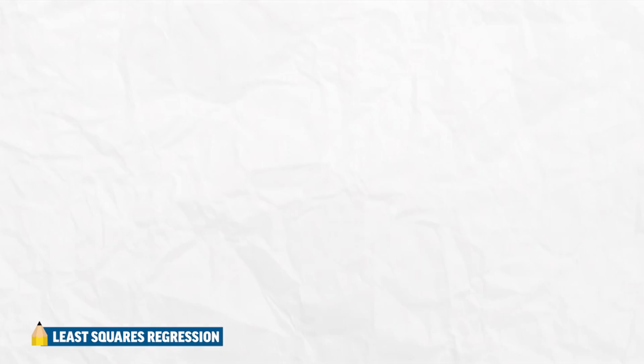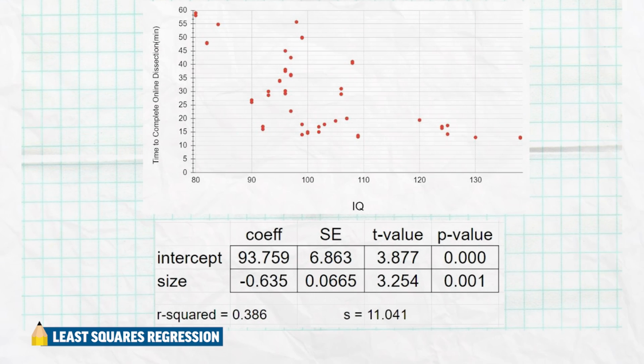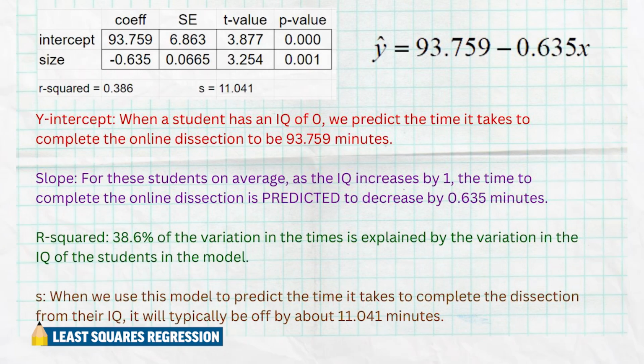Here's another example, and this might be a good time for you to listen to the example, but then hit pause and try to identify the intercept, the slope, R-squared, and S, and interpret what they mean. Here's the scatter plot of IQ scores versus the time it takes to complete an online dissection in minutes. Here's a computer regression analysis of this scatter plot. Again, typical questions could be, what is the intercept, and interpret what it means.